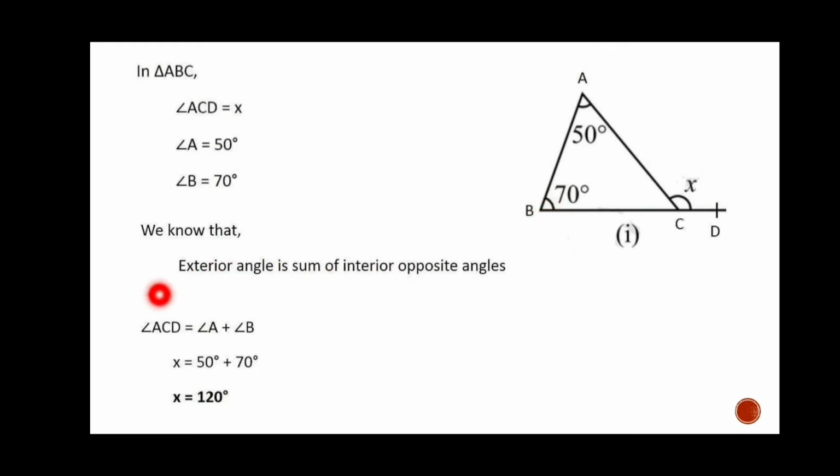Now we know that the exterior angle is the sum of the interior opposite angles. It means angle x will be equal to angle A plus angle B, which are its interior opposite angles. So if we add 50 plus 70, we will get the sum 120 degrees. So the value of angle x is 120 degrees.